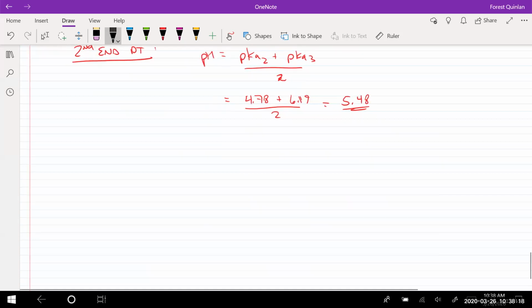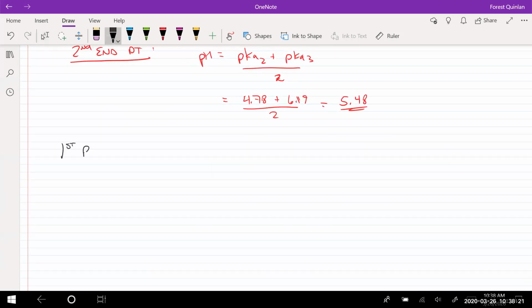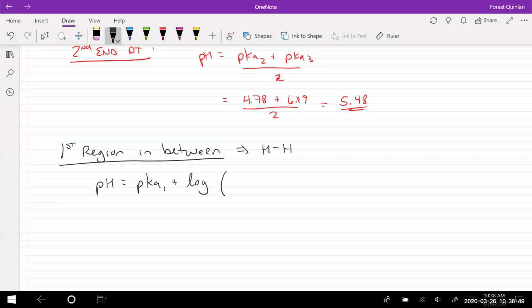So now, first region in between. And of course, that is the Henderson-Hasselbalch. So what we need there is, sorry, pH equals pKa1 plus log of x over A minus x. We need A, and we need x.